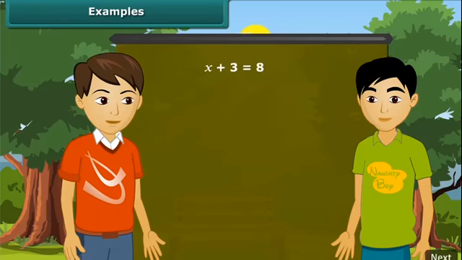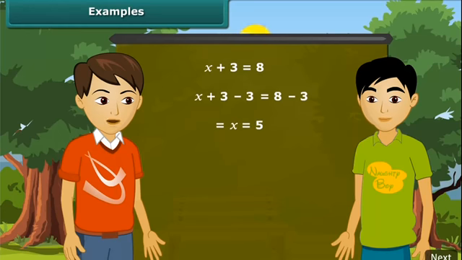x plus 3 is equal to 8. We shall subtract 3 from both sides of this equation. The new LHS is x plus 3 minus 3, which is equal to x, and the new RHS is 8 minus 3, which is equal to 5. Therefore, we get x as 5.